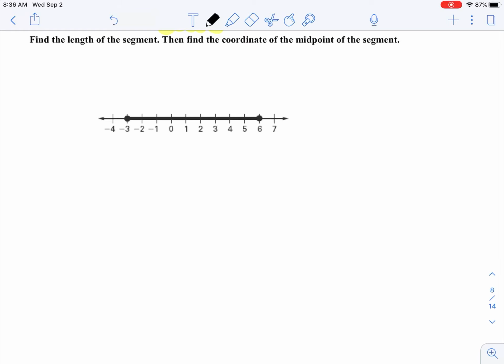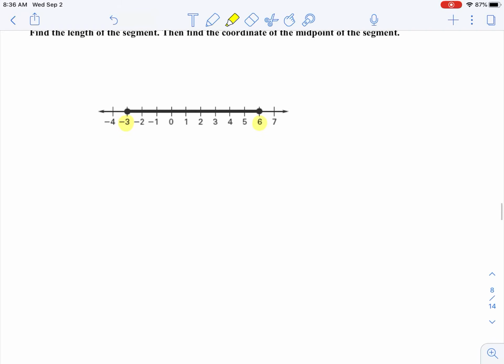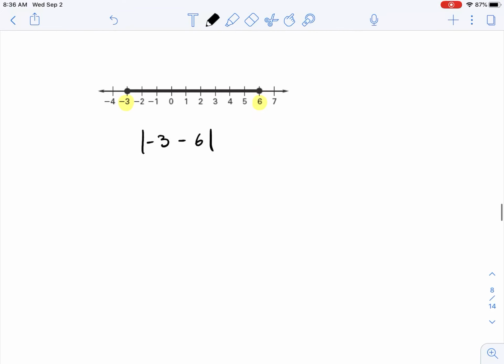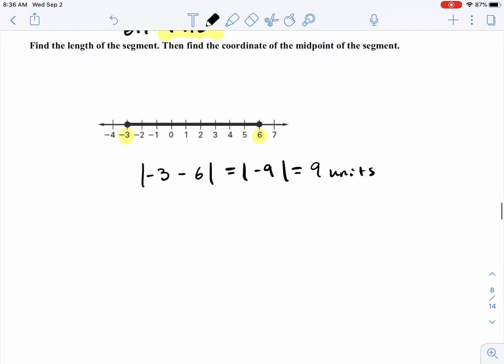So if I wanted to find the distance of this segment, what I would do is take the two coordinates. I would look at -3, I would look at 6, and that would be the distance from -3 to 6. And I'm taking the absolute value. So the absolute value of -3 minus 6 is -9, which is 9 units. Now, if you want to check this, we could see 1, 2, 3, 4, 5, 6, 7, 8, 9. This one, of course, is very easy to check. 9 units, so you can see that works out.